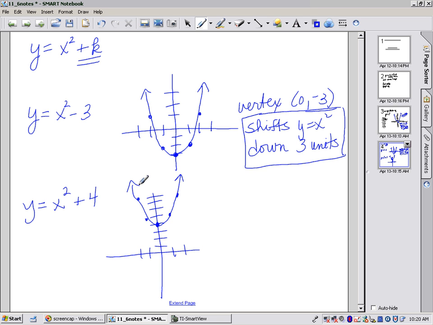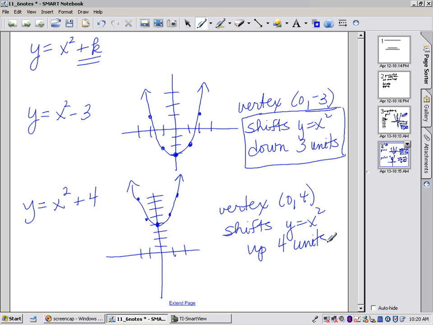And so the graph of this looks like this, with the vertex of 0, 4. So it shifts y is equal to x squared up 4 units. Okay? So that k is really telling us the y value of the vertex. In fact, anything of this form, y is equal to x squared plus k, has a vertex of the form (0, k). Okay.